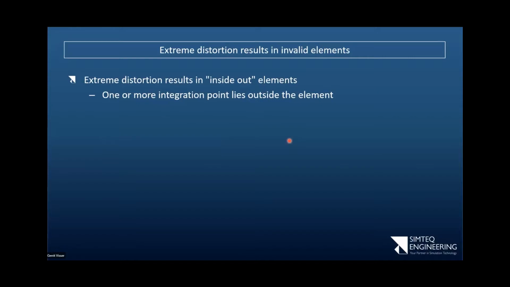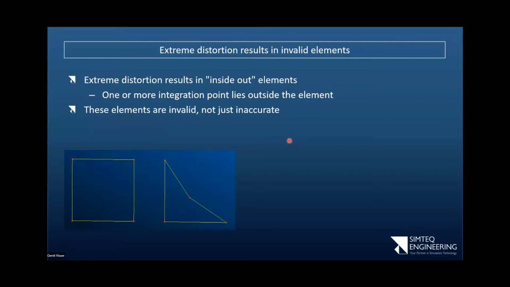Okay, now, once we get to really, really extremely distorted elements, we start getting what software often calls an inside-out element. It may tell you that the Jacobians are negative. It's simply the same thing. What it says is some of the integration points lie outside of the element, which doesn't make sense. So these elements are not just inaccurate, they're utterly invalid. It's not possible to solve those, or if you mathematically try to solve them, they're unstable as well. So it's a really bad idea to try and do something like that.